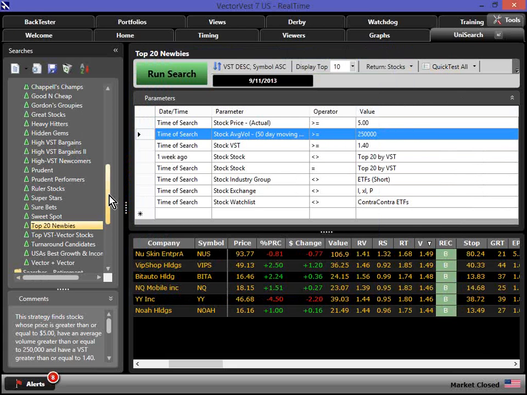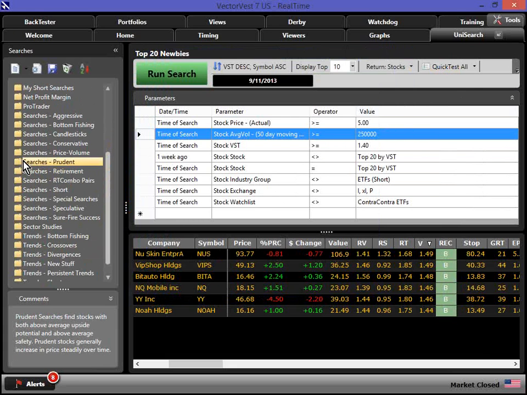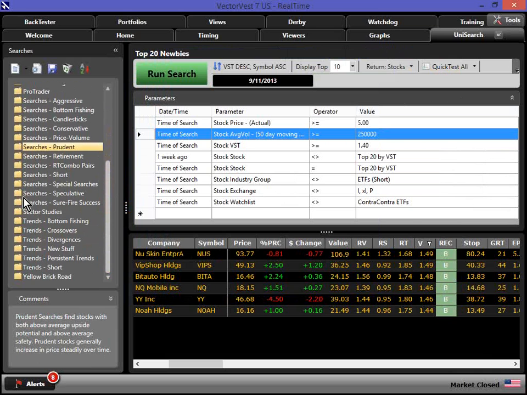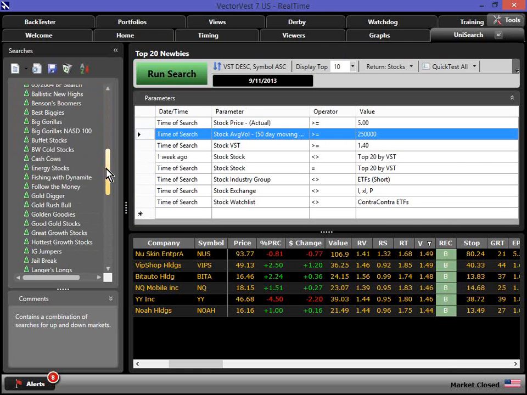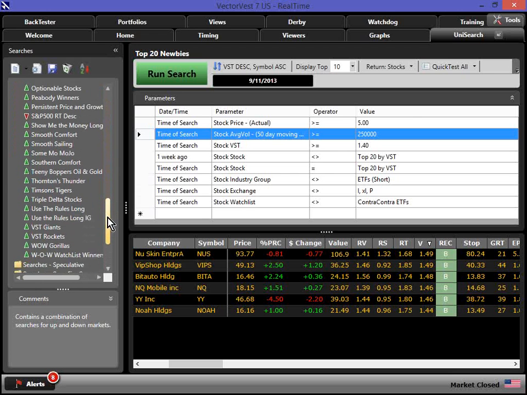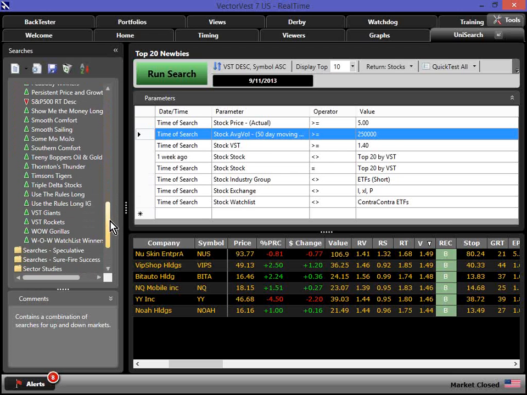So those are the top VST vector stocks, and there's one search I did want to show before you and I build our own, and that's in the special searches folder. It's just another search that I really like, and I'd hate myself if I didn't show it to you.